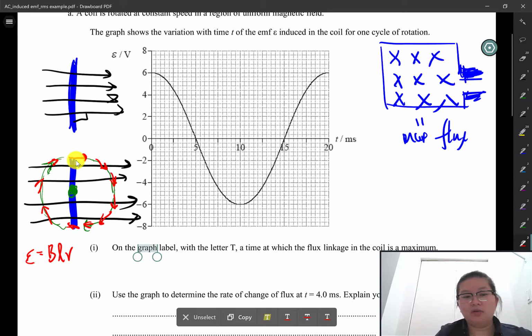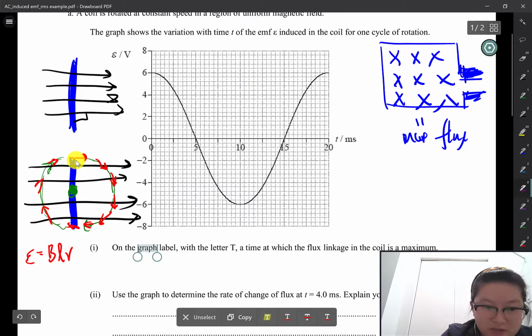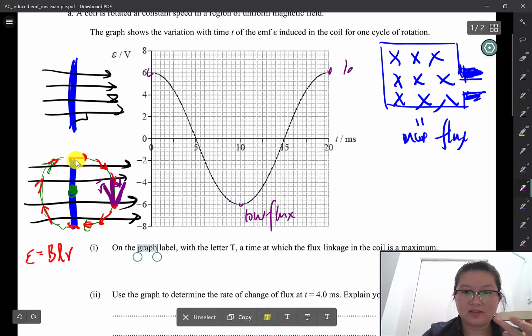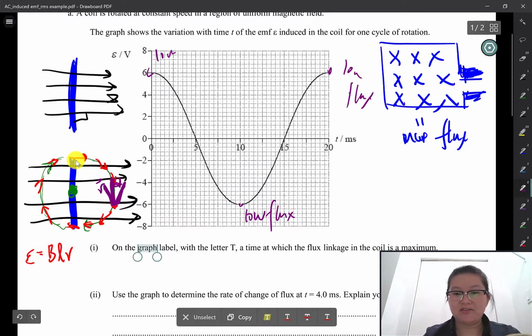Okay, so that is this part. Where is it? Notice this part here. The velocity of these charges is perpendicular to these field lines, meaning the maximum EMF is achieved at that location. And this is when the flux linkage is actually the lowest. So let's mark it here. Maximum EMF, this is low flux linkage, okay? This is low as well, this is low, okay? Low flux, okay? The question was high flux, okay?